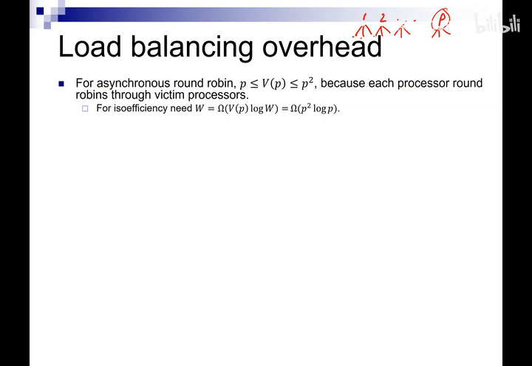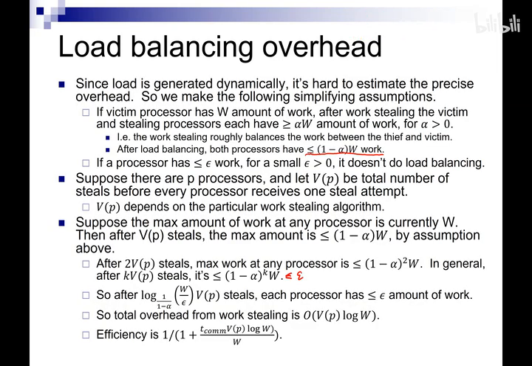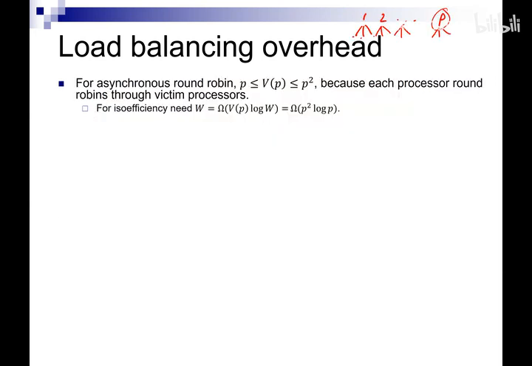Okay, so this is the number of steals, and in order for us to have constant efficiency, we need the amount of work to be proportional to the amount of overhead. So you need this W to be omega of this thing. And since V of P is at most P squared, W is going to be omega of P squared log P. So you need a pretty large amount of work in order for this algorithm to be efficient.